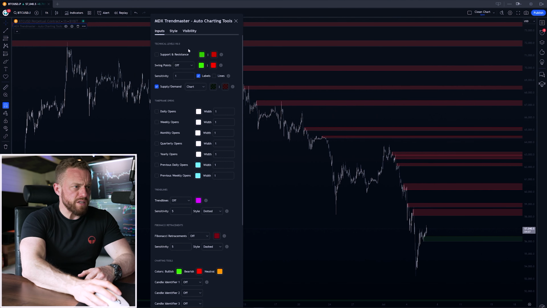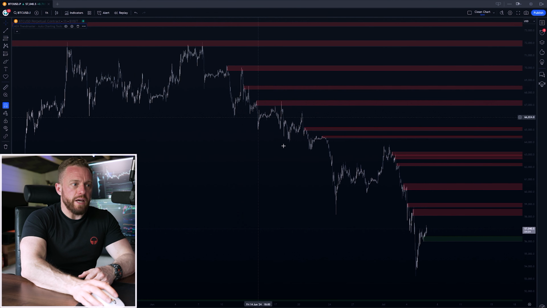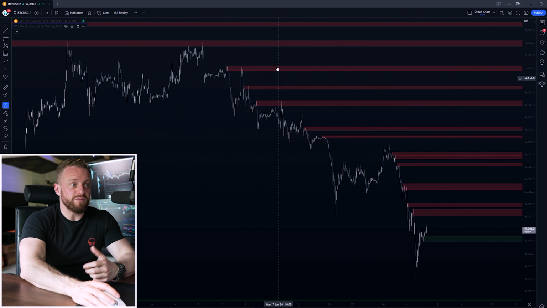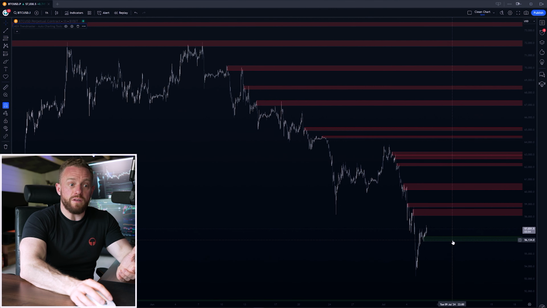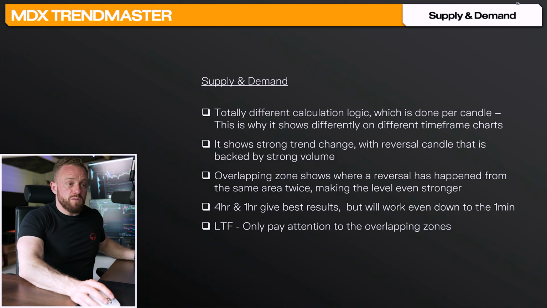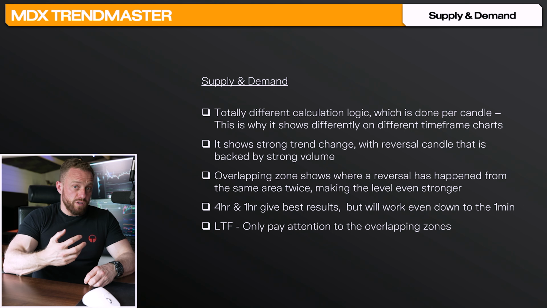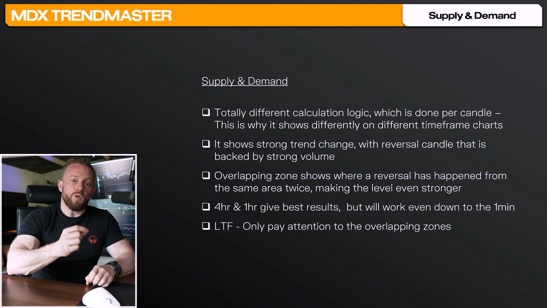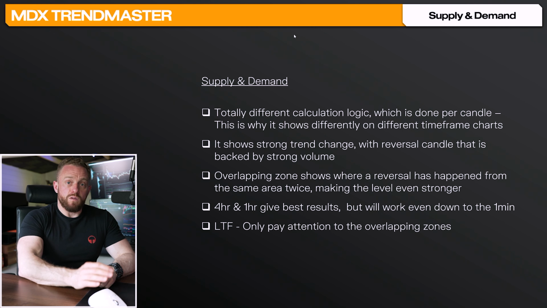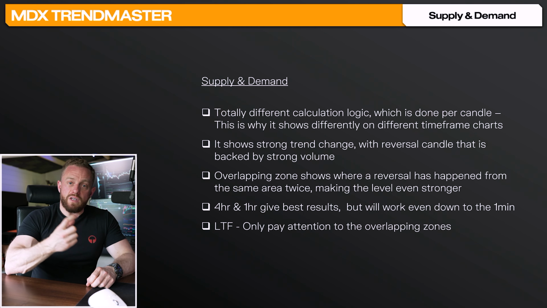The next feature is the supply and demand zones, which is fairly self-explanatory. It's this one in the menu here. And you can see it's essentially just showing where to buy or sell. The red areas are where there's going to be resistance and the green where there's support. Now, in terms of the calculation logic, this is quite different to the support and resistance lines. So in the supply and demand zones, it's actually calculating those boxes on a per candle basis.